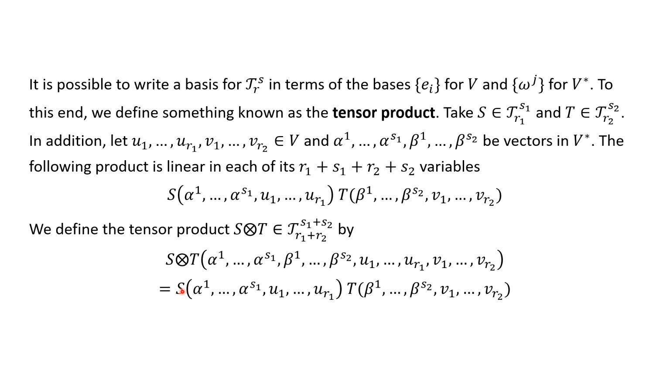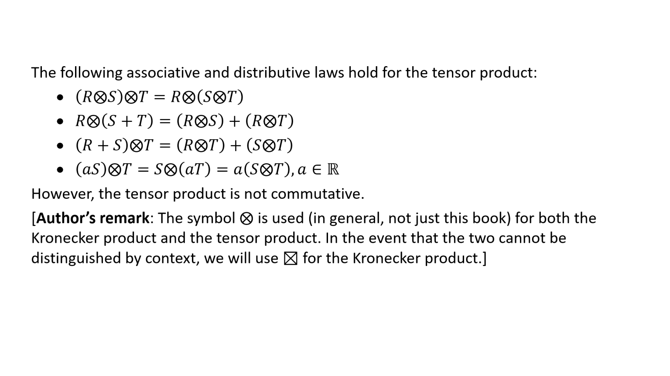Remember, the outputs of both of these are just real numbers. Okay, so that's called the tensor product. This is not the Kronecker product. It's different, but unfortunately, the same symbol is commonly used, so we need to be careful of that. I want to state some laws concerning the tensor product.